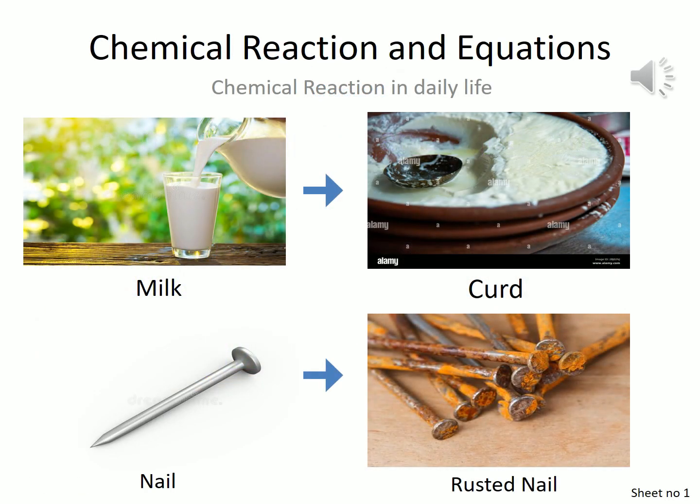We will see chemical reactions which we come across in daily life. Milk becomes curd when it is kept for a long time. It is a chemical process. When a nail is exposed to a humid atmosphere, it becomes a rusted nail. This is also a chemical process.